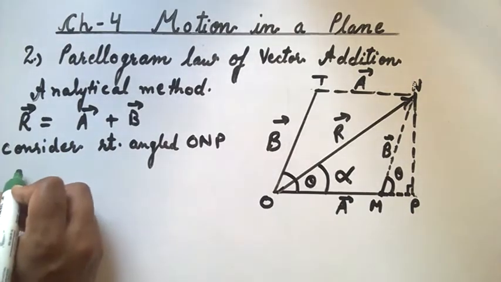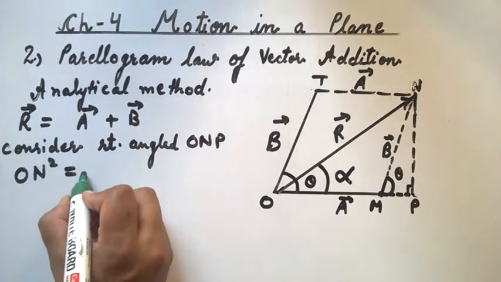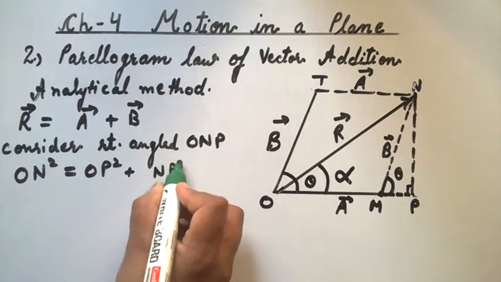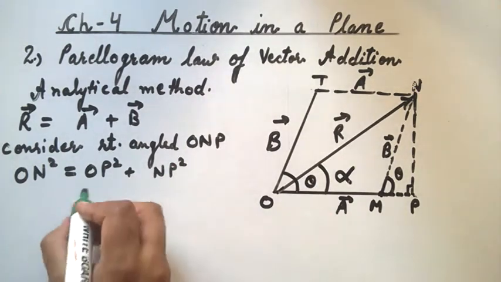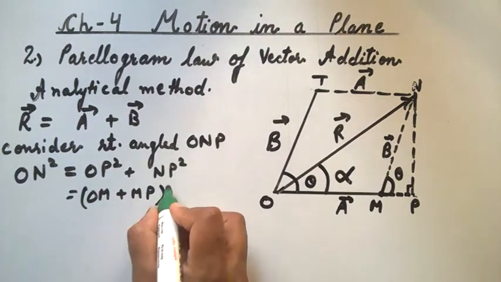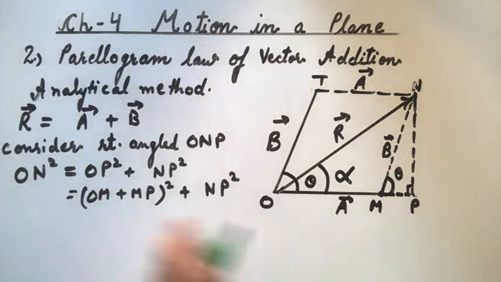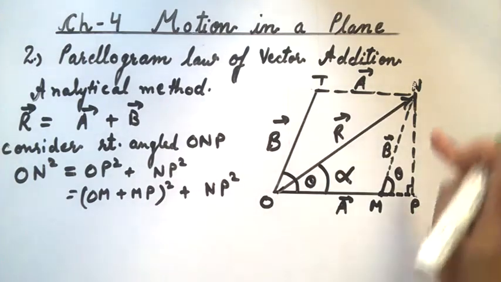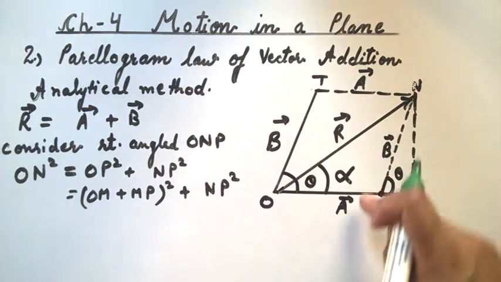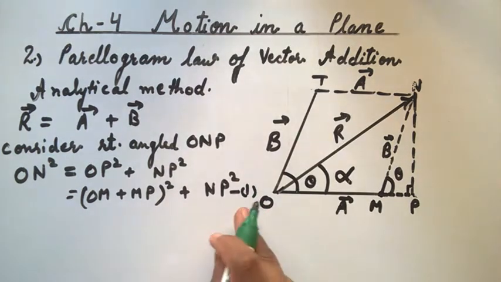And apply the Pythagoras theorem, we get resultant square, that is hypotenuse square, equal to OP square plus NP square. OP can be written as (OM plus MP) whole square plus NP square. OM can be written as A vector. MP we can find by considering this triangle. NP also we can find by considering the same triangle. So first let us give this equation number 1.